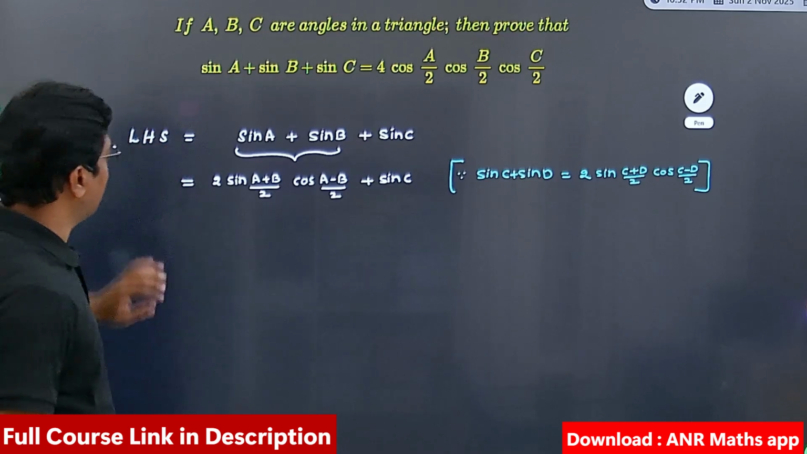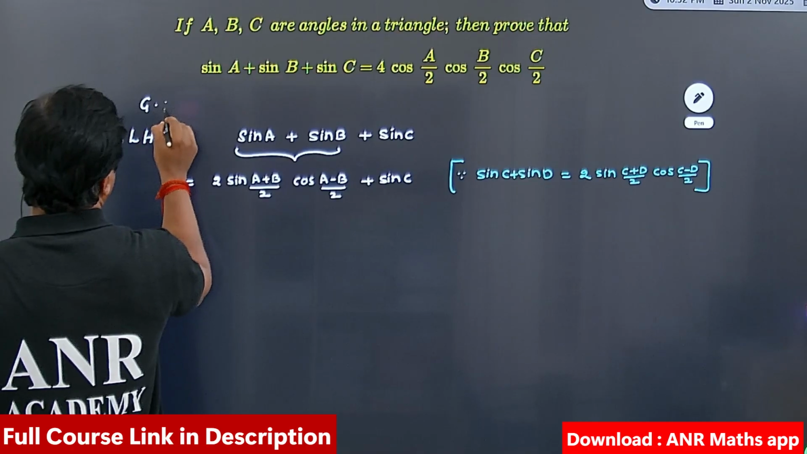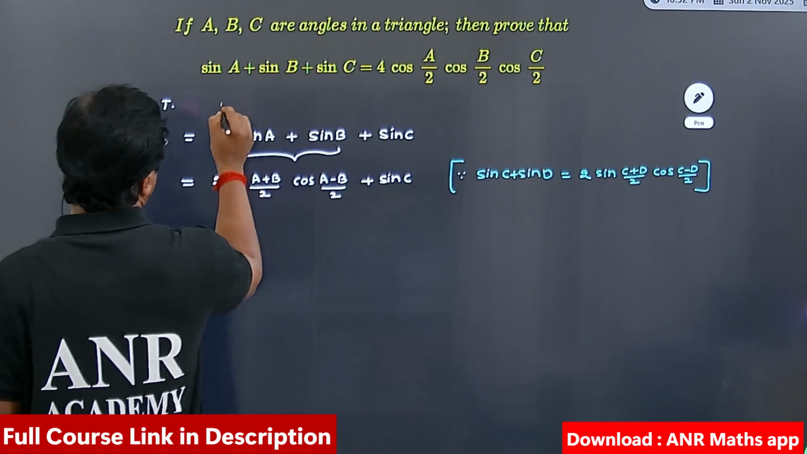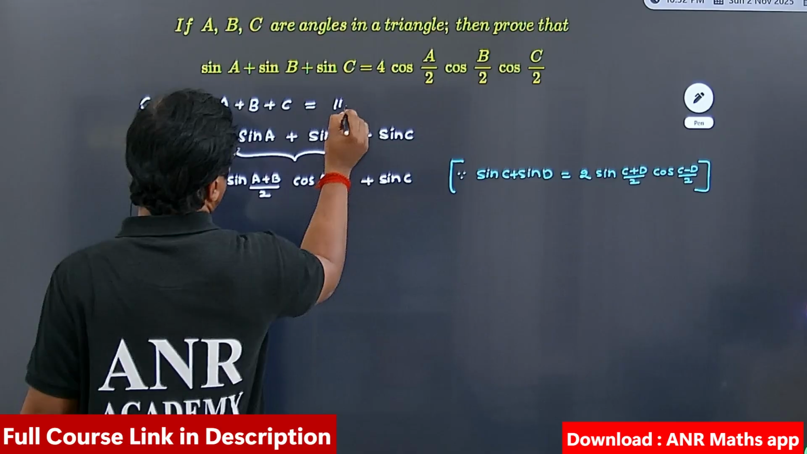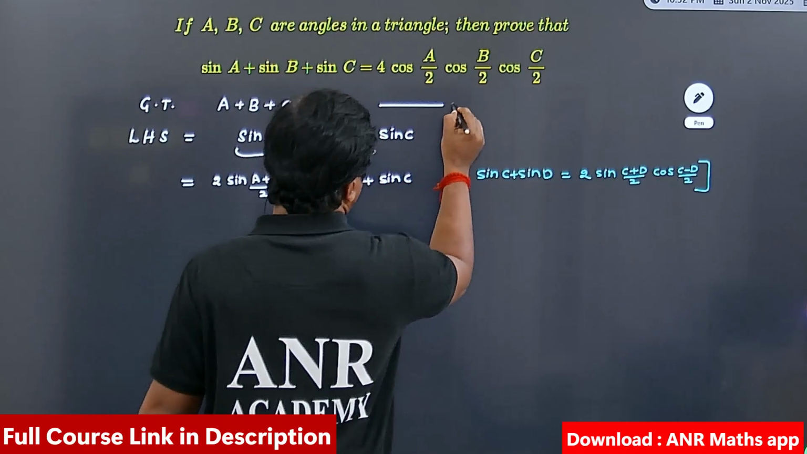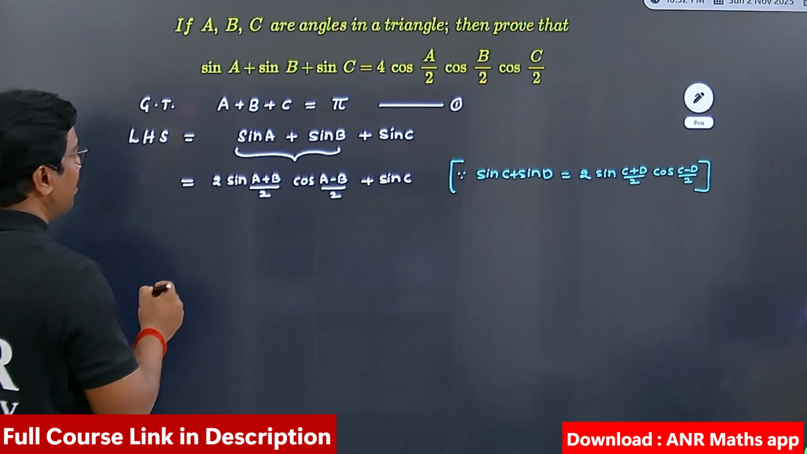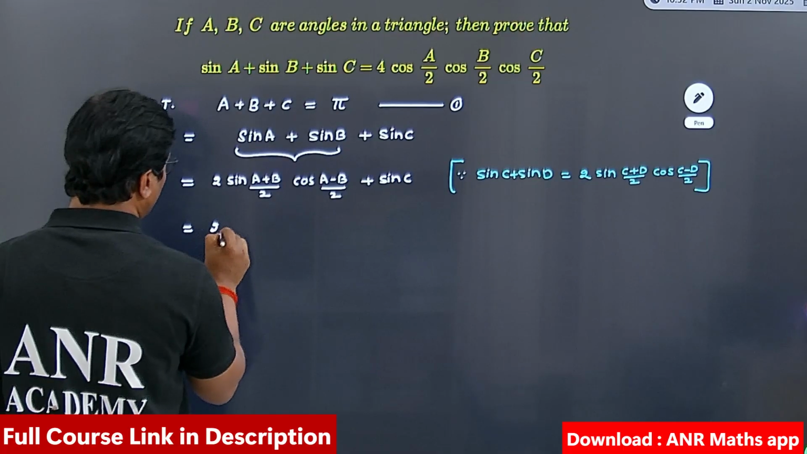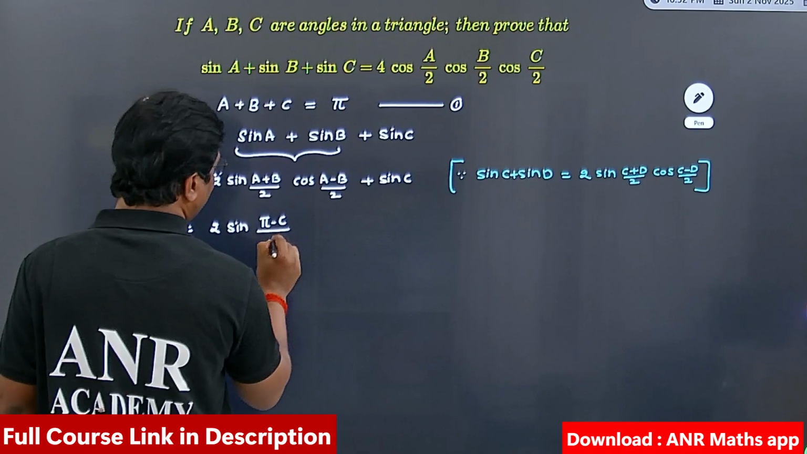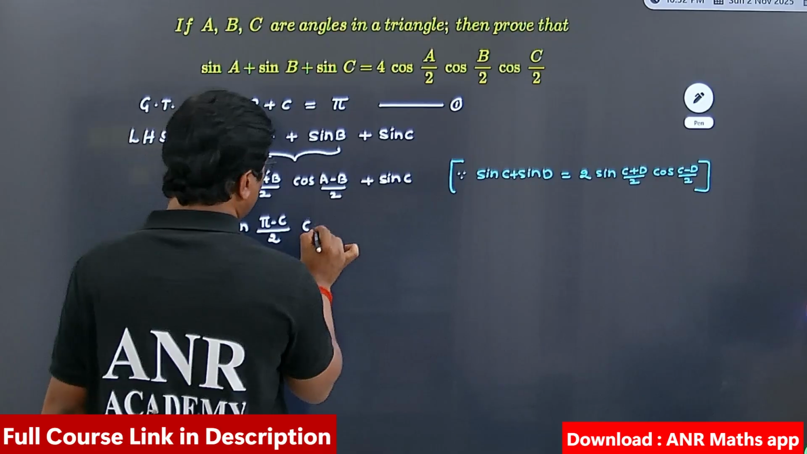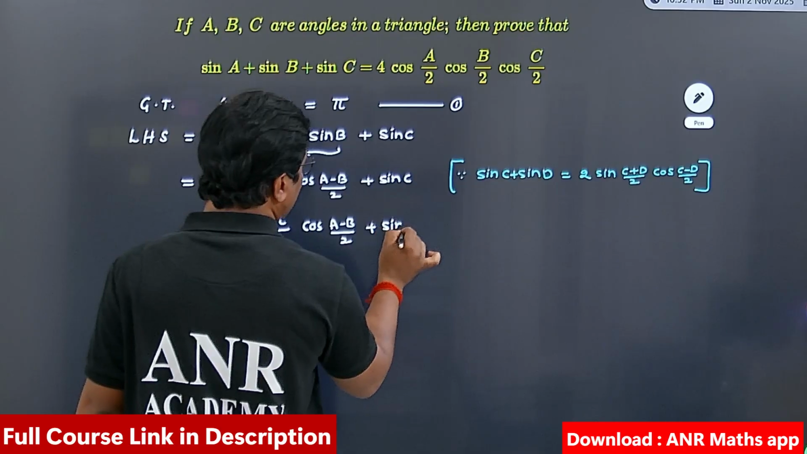Next, here in the question it is already given that A, B, C are angles in a triangle, so I can write A plus B plus C is pi or 180 degrees. This is result 1. So now I can replace A plus B with 180 minus C. So this is 2 times sin of (180 minus C) whole divided by 2, and this is cos (A minus B) divided by 2 and sin C as it is.